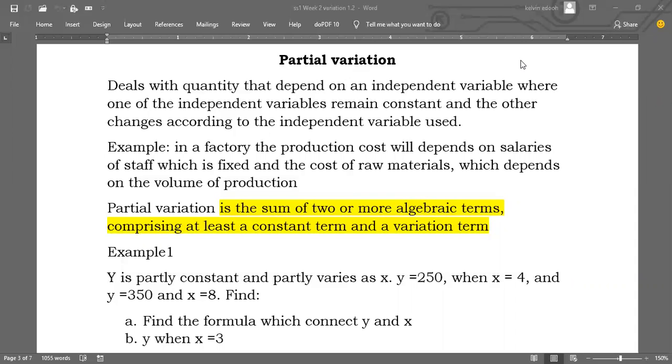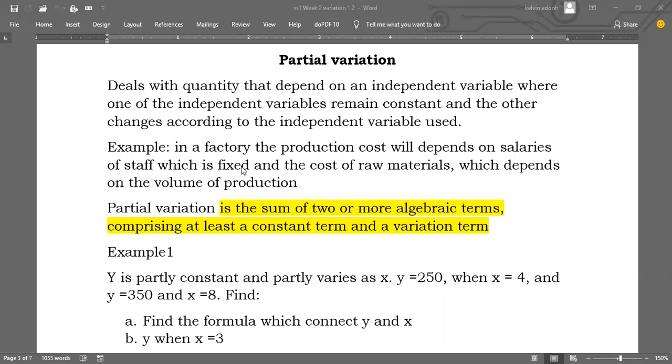And this question is normally in theory, not only in objective. You will find it in theory. So it's necessary you understand it properly. So let's start with a recap. I told you that partial variation deals with a quantity that depends on independent variables, where one of the variables remains constant and the other changes according to the independent variable used.